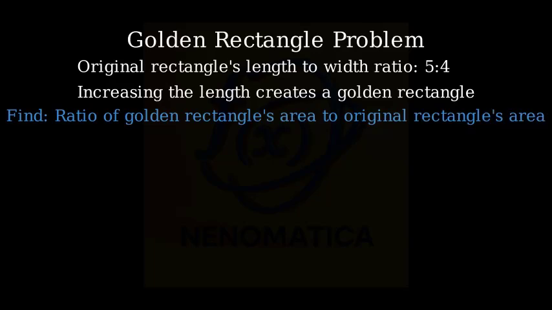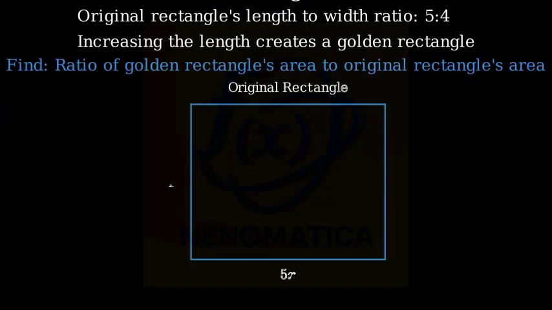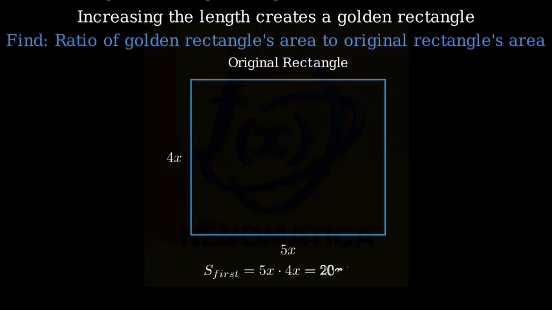Let's start by defining the dimensions of our original rectangle. Since the ratio of length to width is 5:4, we can represent the length as 5x and the width as 4x, where x is some unit of measurement. The area of this original rectangle is the product of its length and width, which is 5x times 4x, giving us 20x squared.